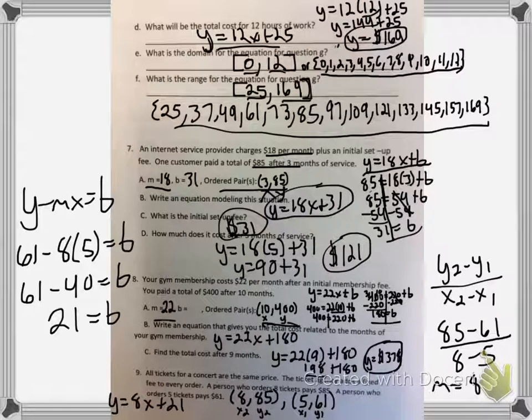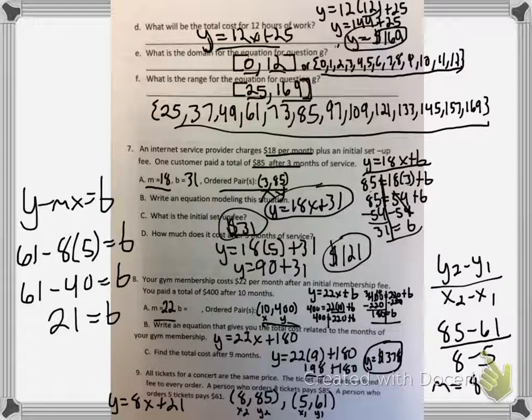You come back here. We use our slope formula to set it up. We got y2, I used 85. You can do it either way and still get the same answer. If you do 61 minus 85, you gotta do 5 minus 8. But I did 85 minus 61, and 8 minus 5, and m equals 8. So my slope is 8.